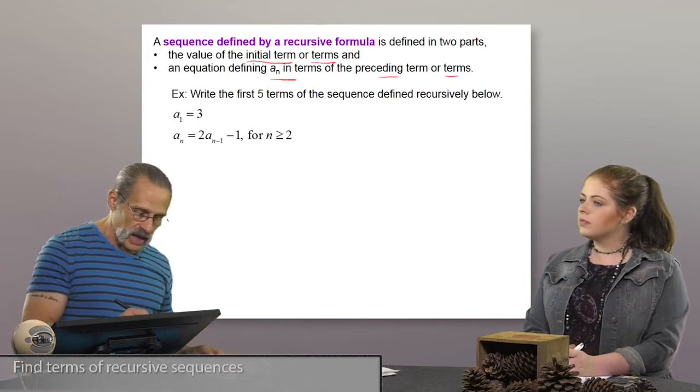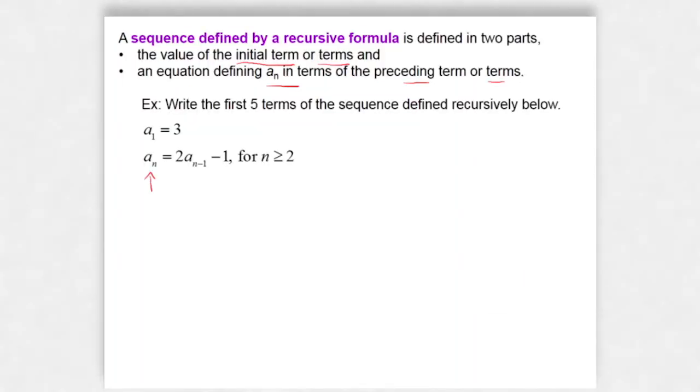Then when I take a look at my formula, what I'm seeing for the nth term, what I'll do is I'll take 2 times the previous term, n minus 1, and then simply subtract 1. And I'll do this for n greater than or equal to 2. In other words, I'll start on the second term. So let's go ahead and generate the first 5 terms.